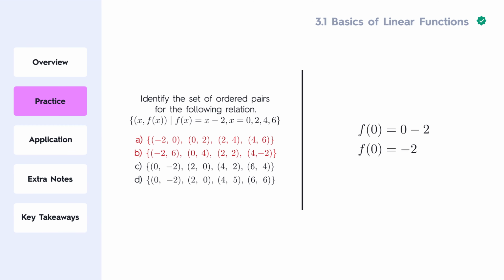For x equals 0, we have that f of 0 is equal to 0 minus 2, or negative 2. For x equals 2, we have that f of 2 is equal to 2 minus 2, or 0. For x equals 4, we have that f of 4 is equal to 4 minus 2, or 2. For x equals 6, we have that f of 6 is equal to 6 minus 2, or 4. So the resulting set of ordered pairs means that the correct answer is option C.